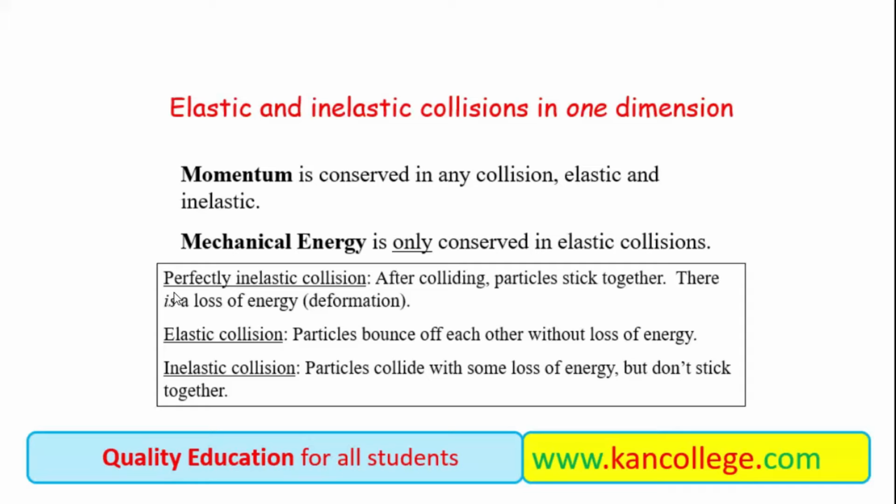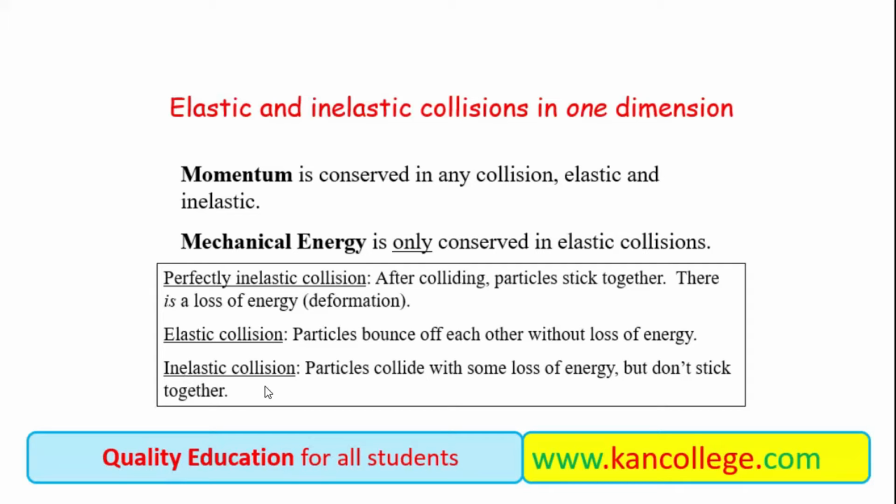And more precisely, perfectly inelastic collision: after colliding, particles stick together, and there is a loss of energy because of the deformation. This type of collision, when the particles stick together, is called a perfectly inelastic collision. And what is the elastic collision? Particles bounce off each other without loss of energy. Then this type of collision is called the elastic collision.